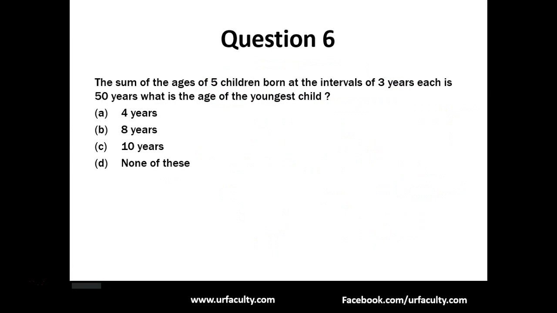Moving on, the sum of the ages of 5 children born at an interval of 3 years each is 50 years. 5 children, huh? Pretty big family. So what happens? What is the age of the youngest child? Very simple. We know that the youngest kid will be x. If youngest kid is x, the next kid will be x plus 3. Then x plus 6, x plus 9. And we have the fifth kid at x plus 12. So this is basically the age of the kids.